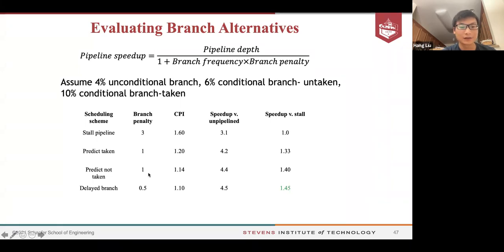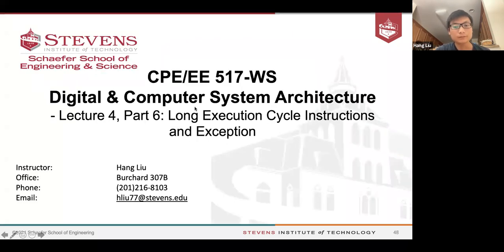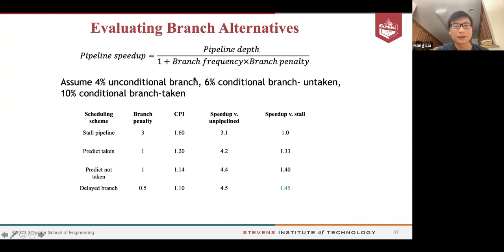Predict not taken, like a static prediction: branch penalty is 1, CPI is 1.114, and the speedup over unpipelined is 4.4. And then for delayed branch, like using an instruction to fill in the delay slot, the speedup is the best, 4.5, and the speedup over stall, basically without filling in the delay slots, is 1.45. Okay, so this pretty much gives you a hint about what branch prediction is, right?